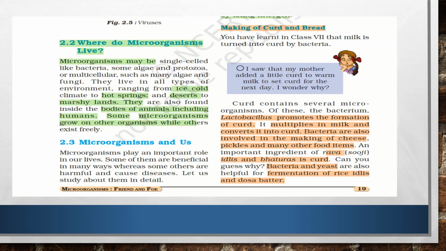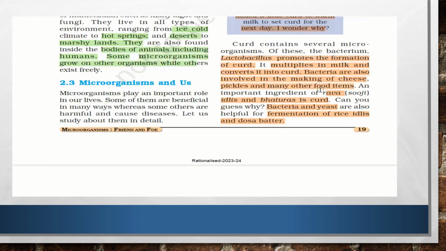Now here in this box, this little girl has written that she saw her mother add a little curd to a little warm milk to set the curd the next day. Because in this lukewarm milk, if you add curd, the Lactobacillus promotes reproduction in that warm milk, and it settles down as curd. It is a beneficial bacterium.